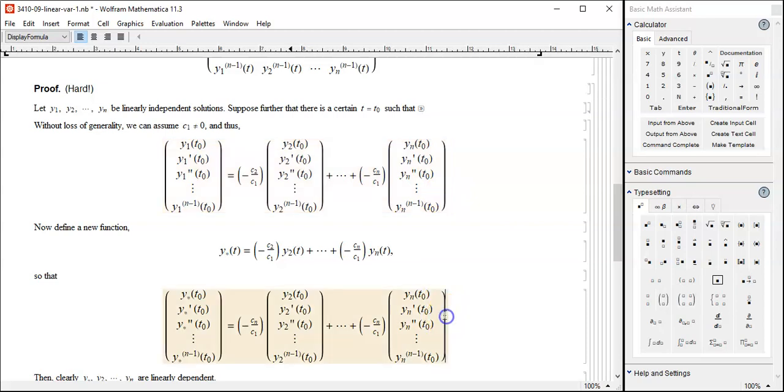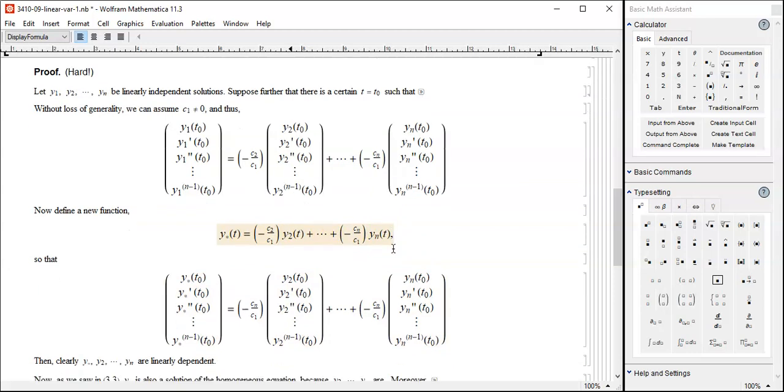Now, y star is a linear combination of y2 through yn, so it's a solution of the original homogeneous ODE. And y star and y1 share the same initial condition. All these values are the same, because the right-hand side is the same. So at t0, these two are the same.